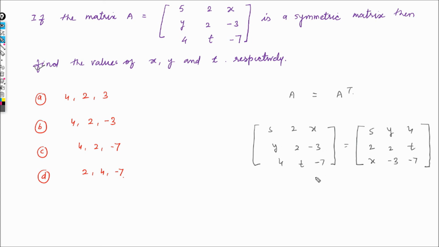As these two matrices are equal, we can equate correspondingly. So x is equal to 4, then y is equal to 2, t is equal to minus 3. So 4, 2, minus 3. D will be our answer.